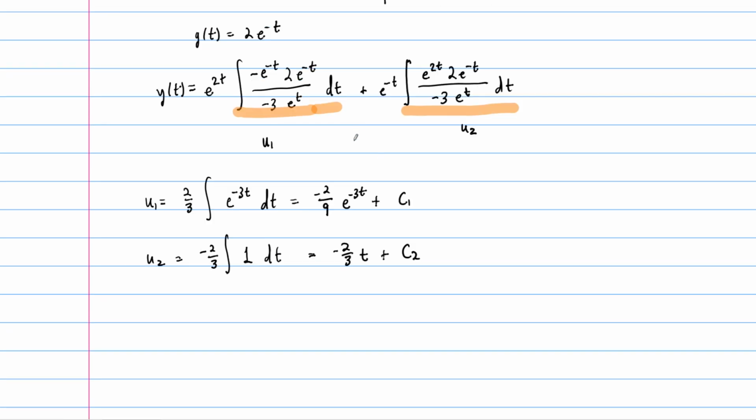Okay? These now get plugged back into our solution, and our final solution here, our solution of the non-homogeneous part, is going to be y of t equals e to the 2t times all of this, right? So, and then I'll rewrite this again, but times negative 2/9 e to the minus 3t plus c1, and then plus e to the minus t times this portion, right? Negative 2/3 times t plus c2.